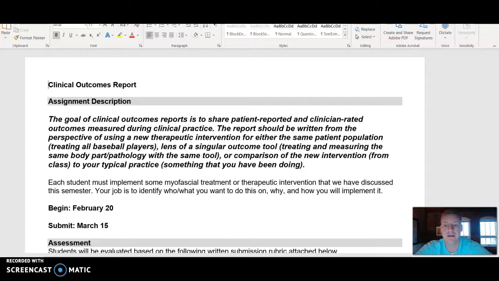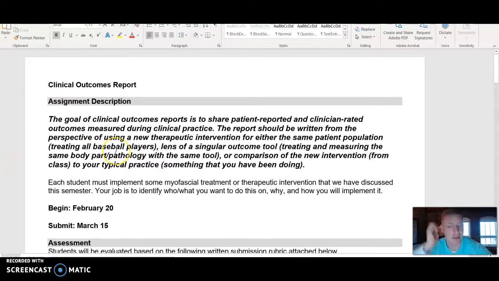And it doesn't necessarily need to be something where you are applying a specific intervention. If we think about patient-centered care, we talked about how to goal set and how to measure that and do those things. You could do some of those similar things you talked about in that weekly assignment for your clinical outcomes report. You could also do stuff that you're actually doing in your clinical practice, like a Graston treatment and measuring and seeing its effectiveness.